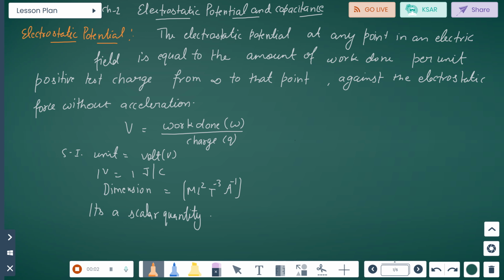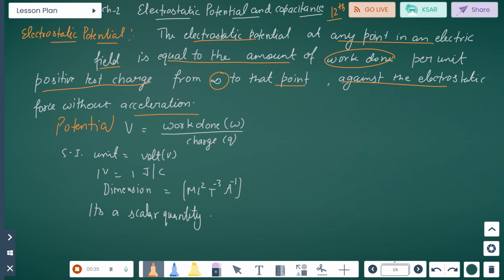Now we start a new chapter, chapter 2, Electrostatic Potential and Capacitance, class 12 physics. What is electrostatic potential? The electrostatic potential at any point in an electric field is equal to the amount of work done per unit positive test charge from infinity to that point against the electrostatic force without acceleration. So potential V equals work done W divided by charge Q.